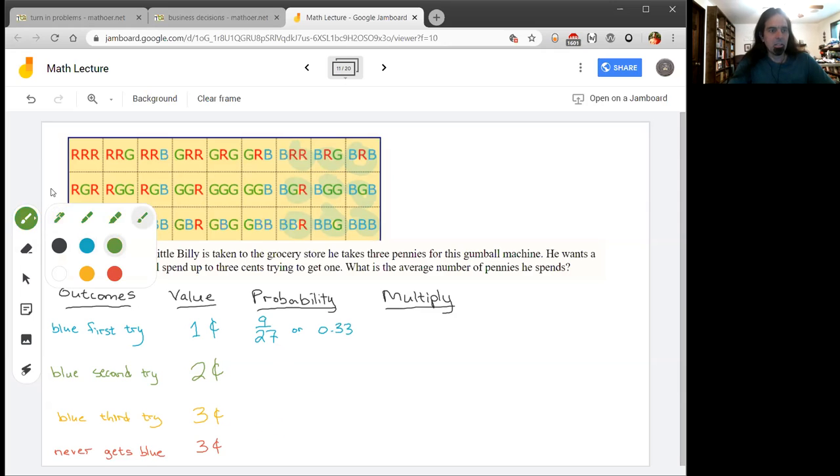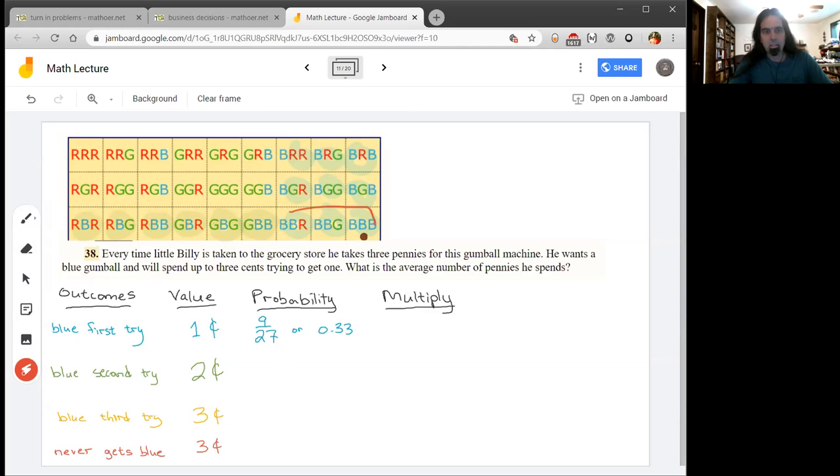Okay, how many ways can you get a blue the second try? So that would be this one, or that one, or that one, or that one, or that one, or that one. Does that make sense? We're not counting these because they've already been part of this situation. If I wanted to be very technical, I could say blue second try, but not first. So 1, 2, 3, 4, 5, 6.